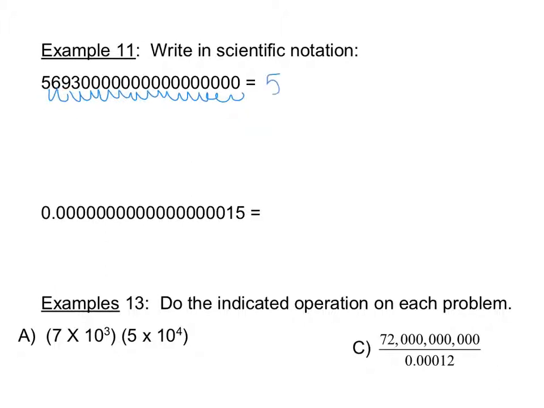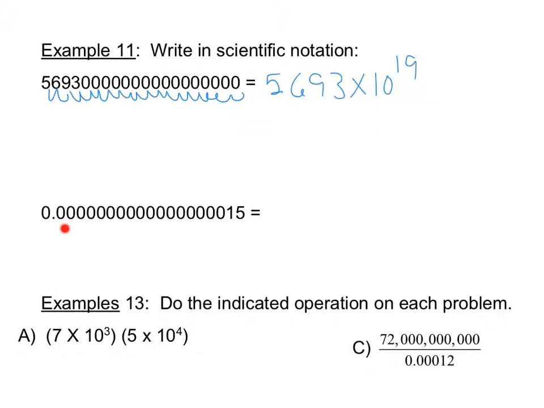So you have 5.693 times 10 to the 19th. Double check just by counting the numbers. 1, 2, 3, 4, 5, 6, 7, 8, 9, 10, 11, 12, 13, 14, 15, 16, 17, 18, 19.